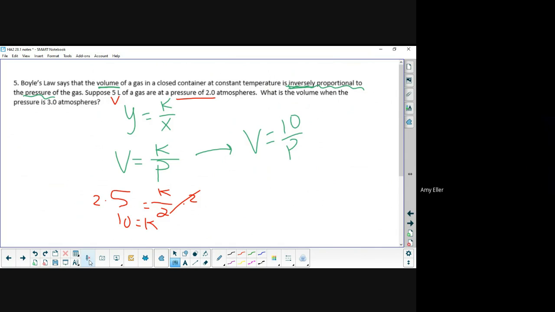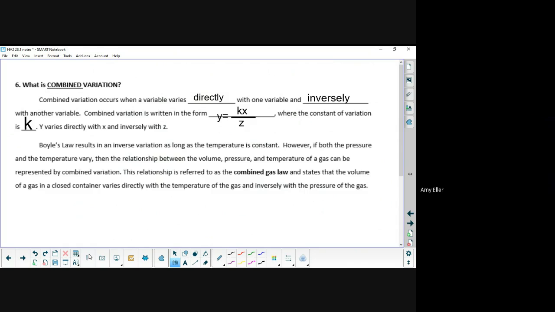And we use our new K value to find our next piece of information. What is the volume when the pressure is 3 atmospheres? So I type in 10 divided by 3, and I'm going to leave it as a fraction. 10/3 is what it simplifies to. Questions on that one? Okay.